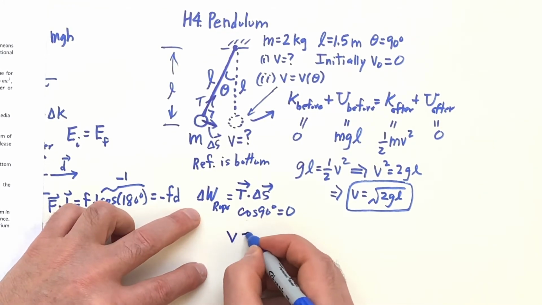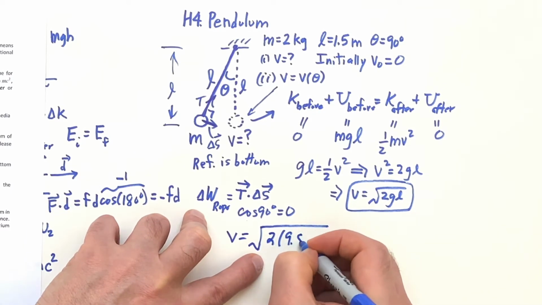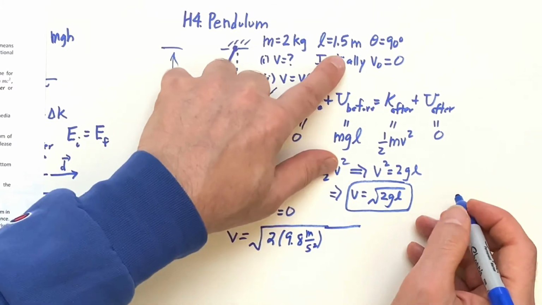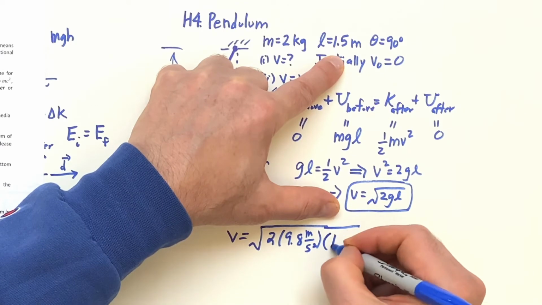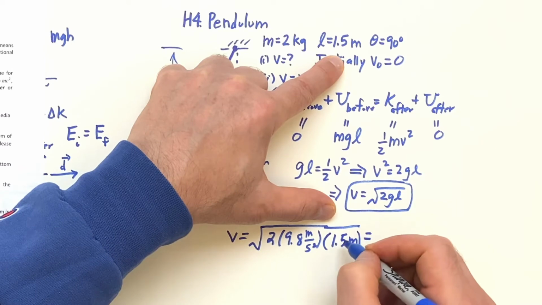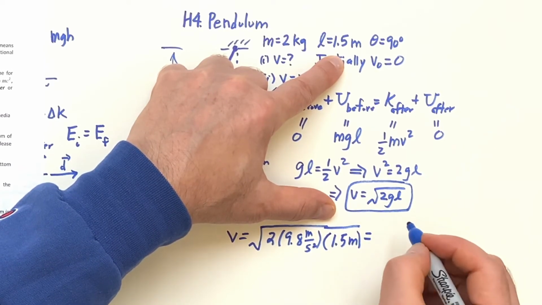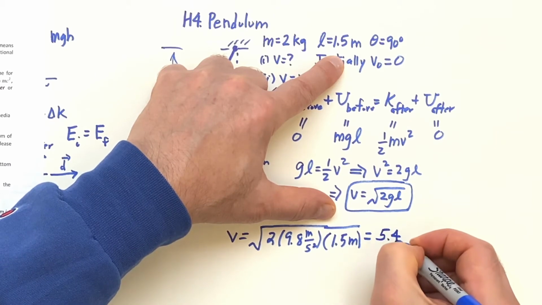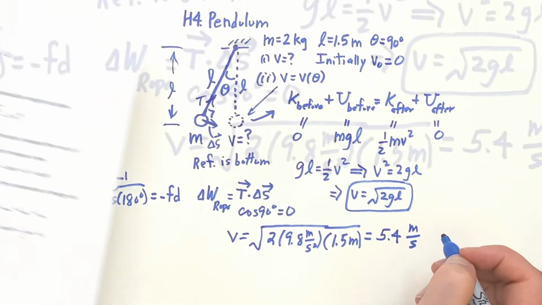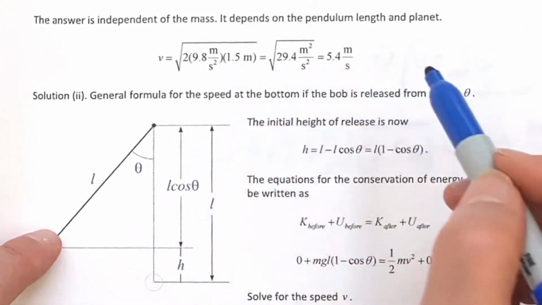Then for the specific problem here with the numbers, we have 2 times 9.8 meters per second squared, and L is 1.5 meters. Notice the dimensions are going to work out because you have meters squared and seconds squared. Take the square root, you'll get meters per second. And when you work this out, you get 5.4 meters per second. And remember, in the text, I give you intermediate steps so you can check your math as you go with the calculator.